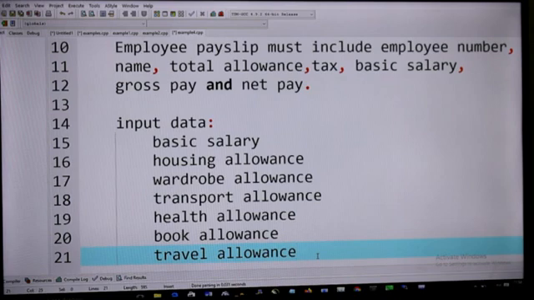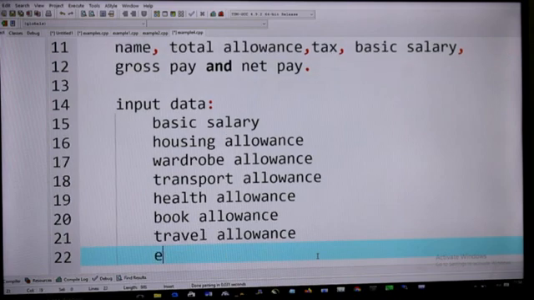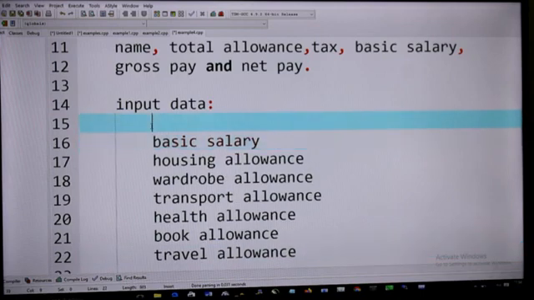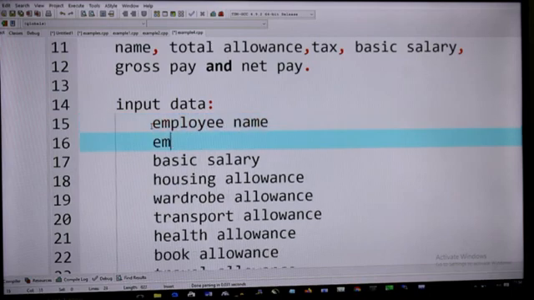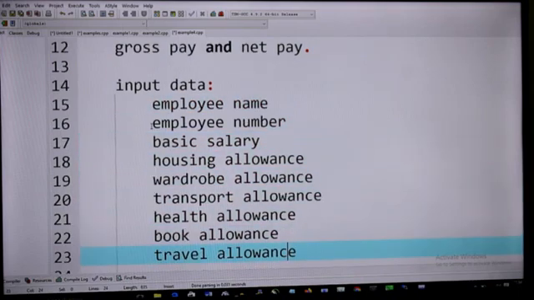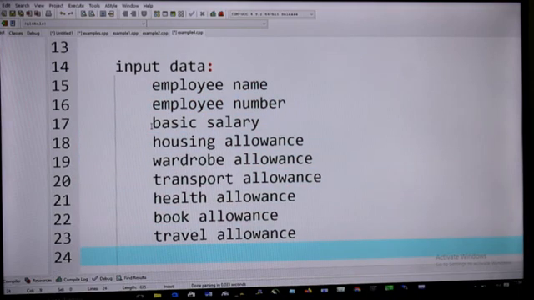Then we are going to put the employee number. The employee number should even come first before the basic salary. The employee name first. Employee name. Employee number. So basic salary and all the allowances. So these ones, they are basic, as in you don't need to compute anything before you get them. So they are the input data.